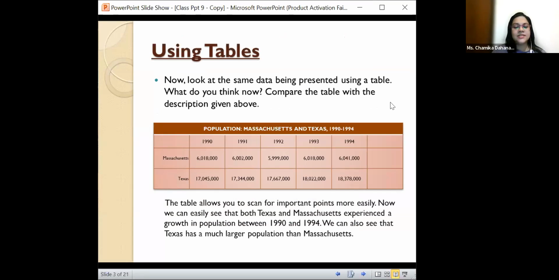Yeah, Dilani says easy to understand. Very true. Compared to the previous description, when you use a table, see what a big difference it makes, right? Now, why is that knowledge important?